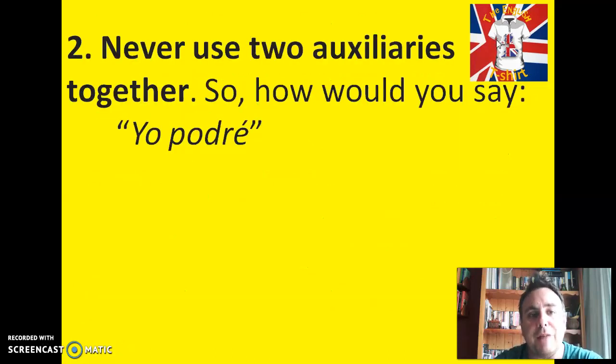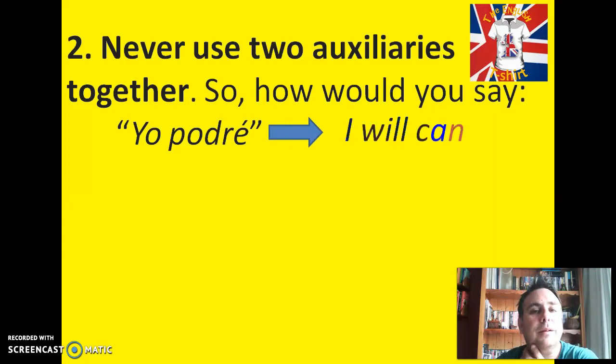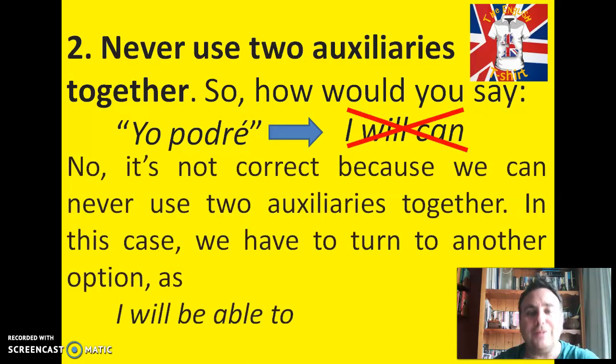2. Never use 2 auxiliaries together. So how would you say yo podré? I will can? No, it's not correct because we can never use 2 auxiliaries together. In this case, we have to turn to another option as I will be able to, yo seré capaz de, to do something.